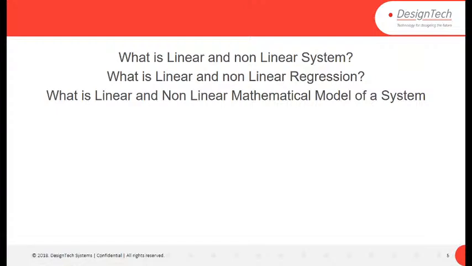So first of all, we have to understand what is a linear and non-linear system, what is linear and non-linear regression, what is a linear and non-linear mathematical model. All are related with each other, and these three things are also independent of each other.